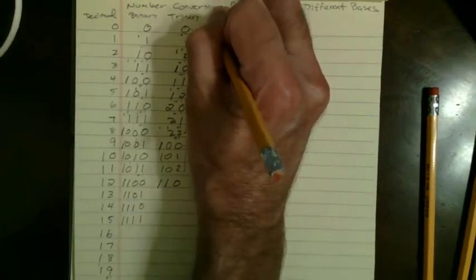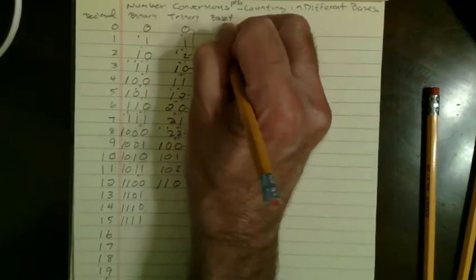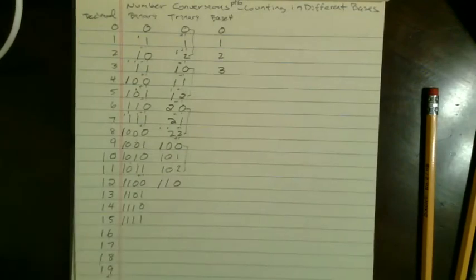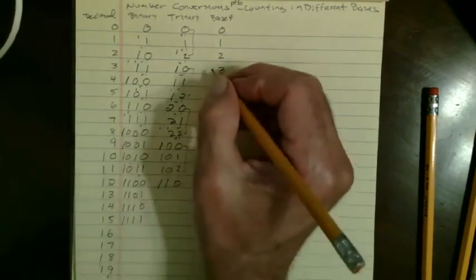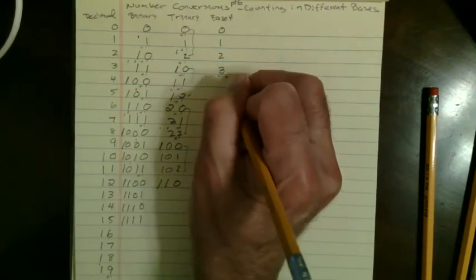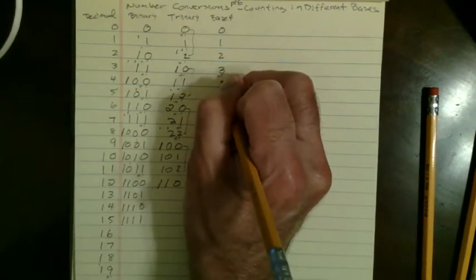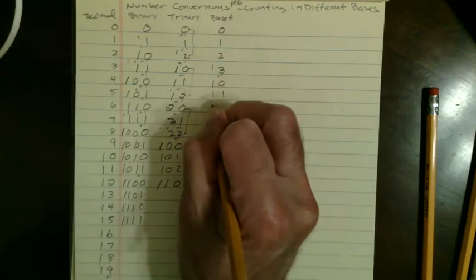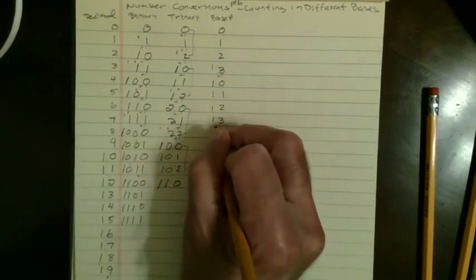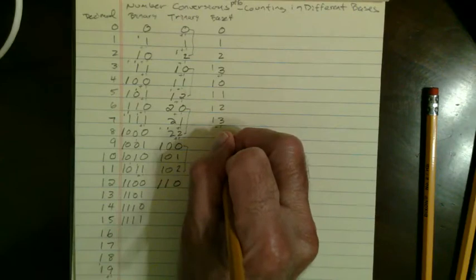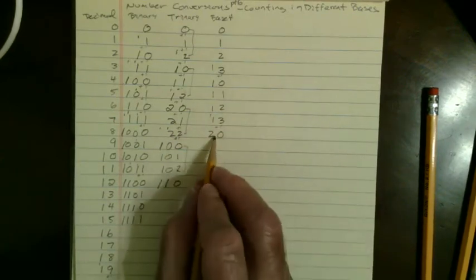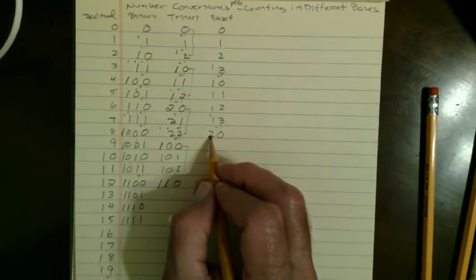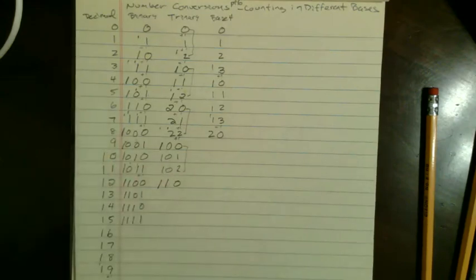All right, let's try base 4. 0 is 0. 1 is 1. 2 is 2. 3 is 3. I've got 4 digits, 0, 1, 2, and 3. 4 is, add 1 to this, 3 plus 1 is 4, so I write down a 0, carry the 1. It's 1, 0. 1, 1, 1, 2, 1, 3, add a 1 to that, it's 4, so 0, carry the 1, it's 2, 0. Remember, this is the 1's place, so 0 ones, 2 in the 4's place, 2 times 4 is 8, and sure enough, that's what we're getting here.